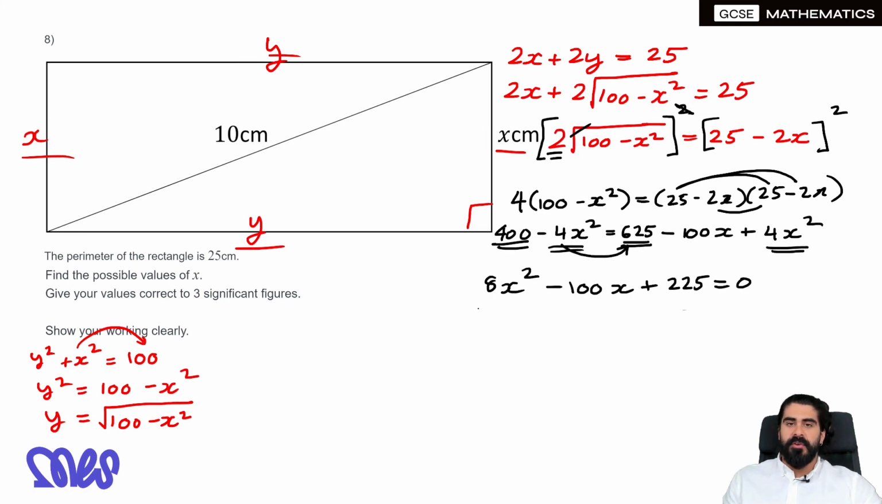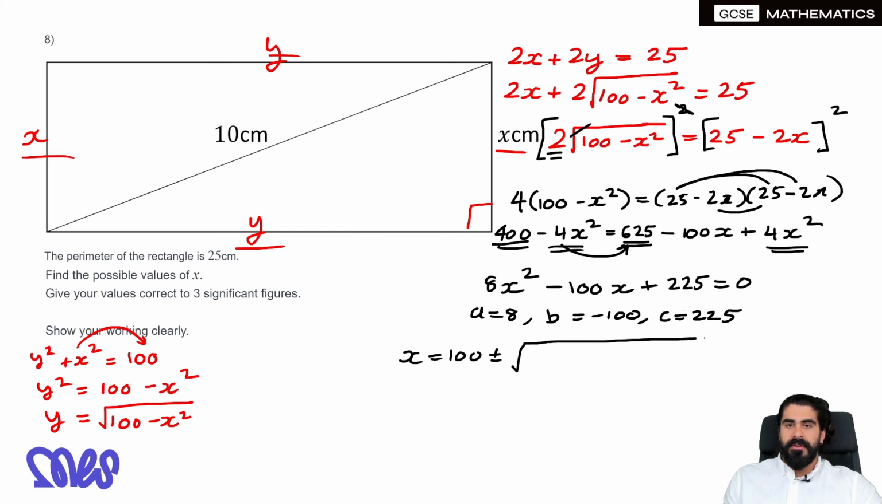Now the best way to solve this is the quadratic formula. a is 8, b is minus 100, c is 225. So x is negative b, which will become plus 100, plus or minus root of b squared minus 4ac, all over 2 times a.